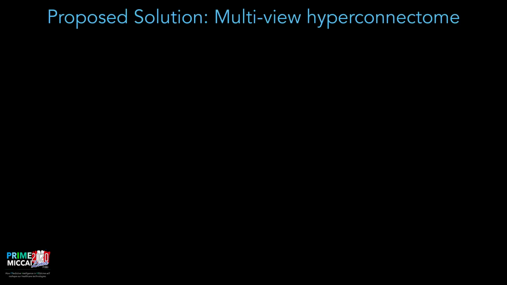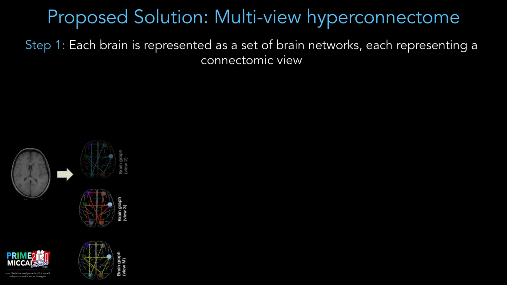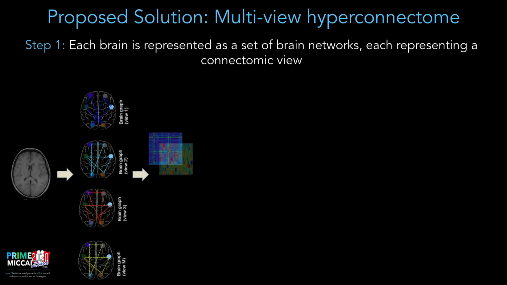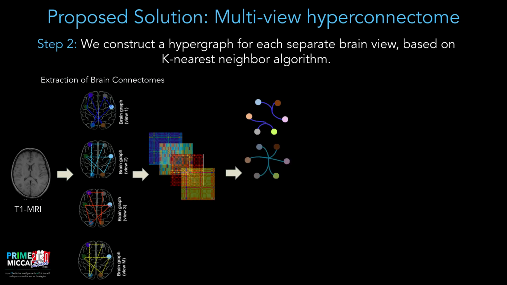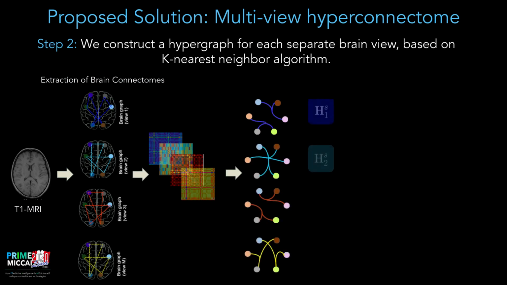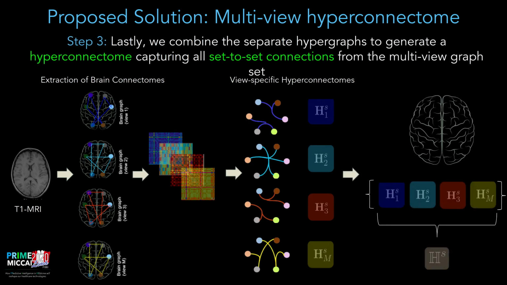In order to generate a subject-specific hyperconnectome from multi-view brain graphs, first we represent each brain by a set of brain networks, each representing a connectomic view of the brain. Then we construct a hypergraph for each separate brain view based on the k-nearest neighbor algorithm. And lastly, we combine the separate hypergraphs to generate a hyperconnectome which captures all set-to-set connections.